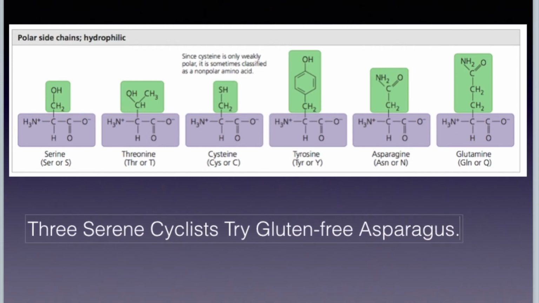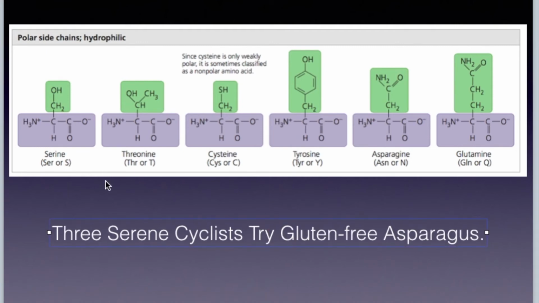Now I know that this sounds silly because asparagus cannot be gluten-free, and cyclists cannot really be serene, but this is only for you to memorize it. So whichever way that you find interesting or helpful can be used. Now, let us see how this sentence corresponds to the amino acids. Right, so 3-serine, we have threonine, and serine. It sounds pretty much like serine in here.